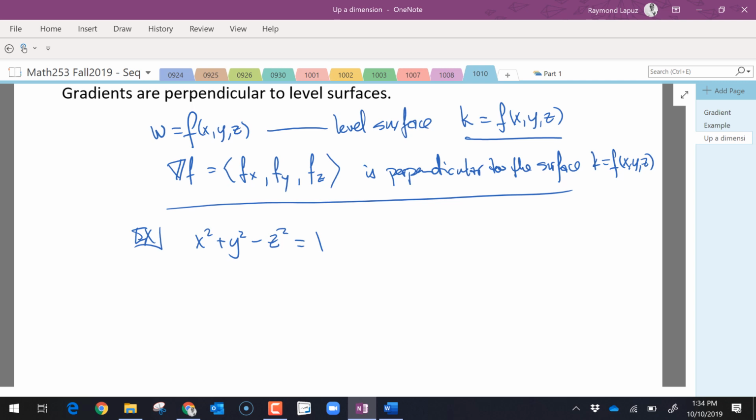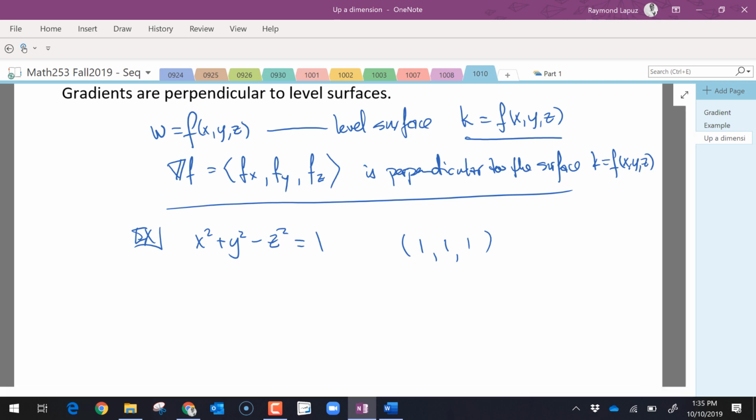I now want to find a point on this. Normally, when you do a problem, you'll have a point given to you. So can you guys work out an x, a y, and a z value that's going to be on this surface? 1, 1, 1 would work? Okay. That was easy. I thought it was going to be hard.